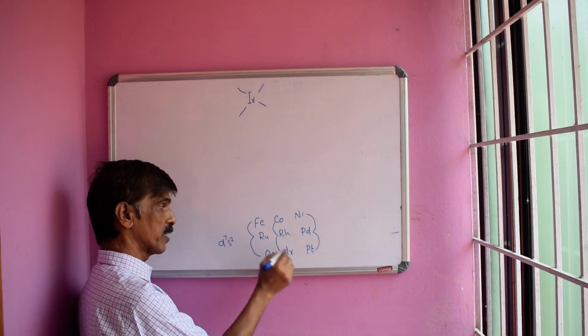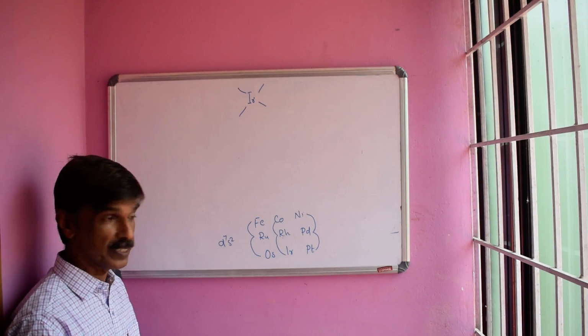So definitely rhodium and iridium also will have the same electron configuration, no difference at all.